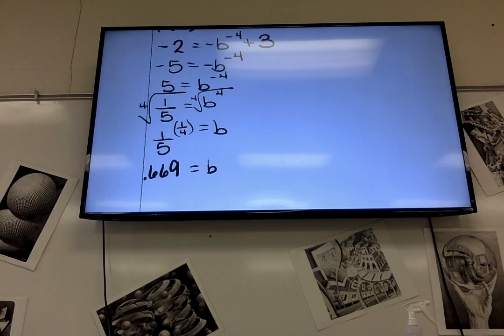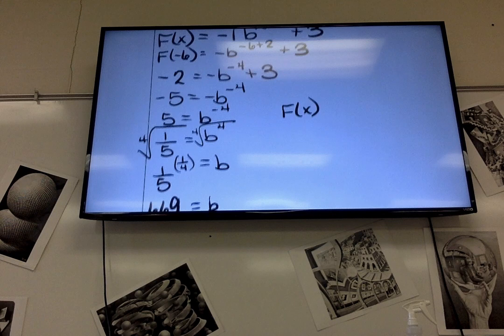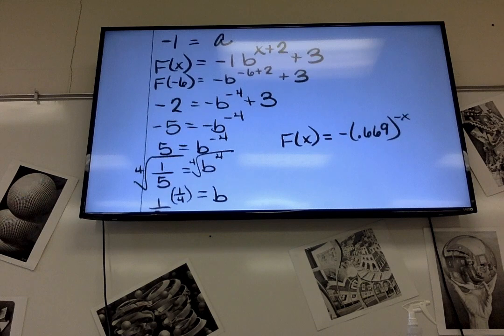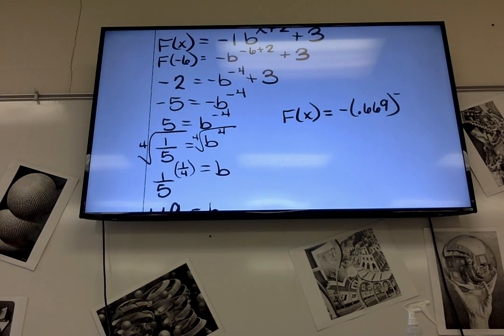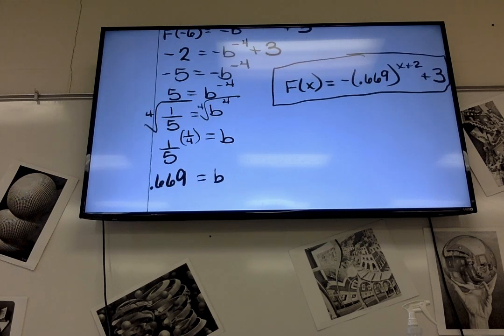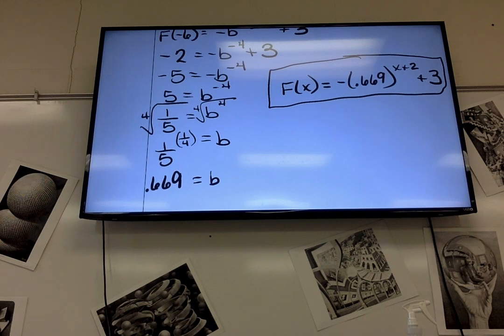So your final equation is f of x equals negative 0.669 to the negative x. Was it negative x? No, it was x, sorry. To the x plus 2 plus 3. So we can figure that out just from having the graph.